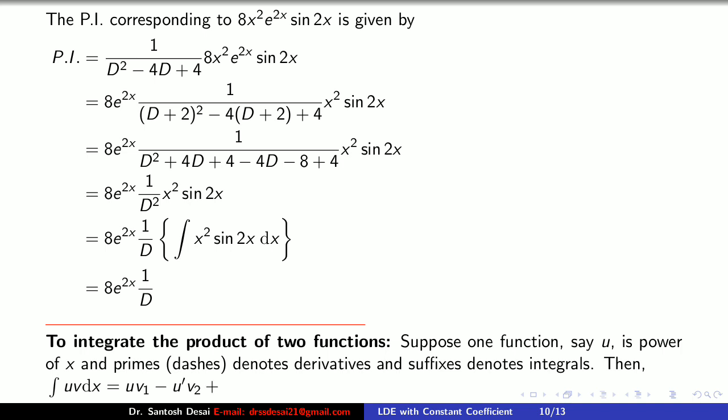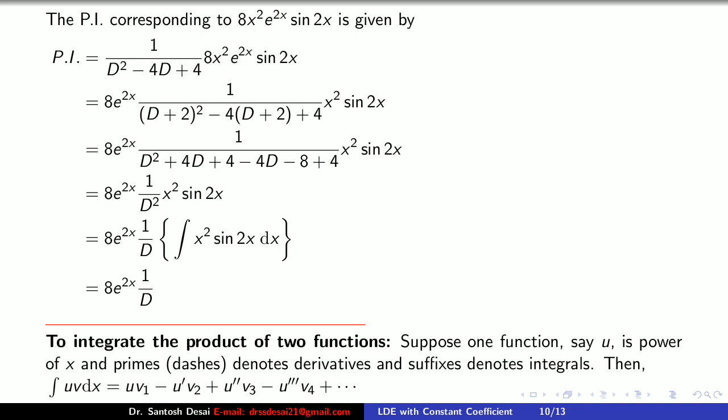Next sign is plus. Again we have two functions u dash and v2. Take the derivative of u dash, denoted by u double dash, and the integration of v2, we denote it by v3. So next sign is minus. Again take the derivative of u double dash, denote it by u triple dash, and the integration of v3, denote it by v4. And continue this way, and definitely after finite steps, this process will end, because the power of u is a positive integer and we are taking the derivative of that function. So definitely after finite steps, you will get zero.